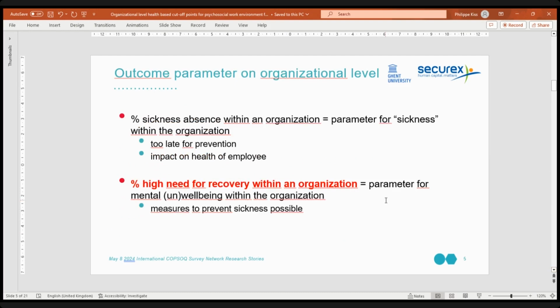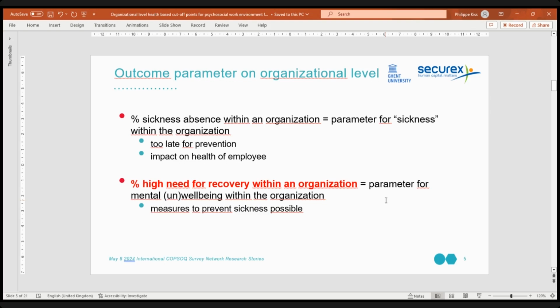When it comes to organizational level, a very frequent parameter that is used is a percentage or another parameter for measuring sickness absence within an organization. However, sickness absence actually is a parameter of sickness within the organization. When we are talking about sickness, that is actually too late for prevention. Occupational health is a preventive discipline. When we talk about sickness, we are too late, we have failed. There has already been an impact on the health of the employee.